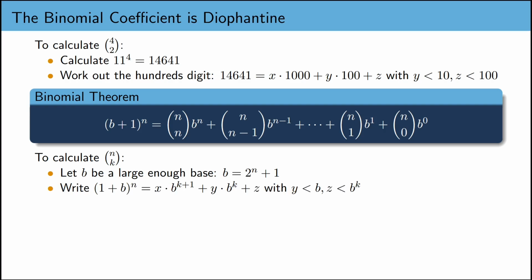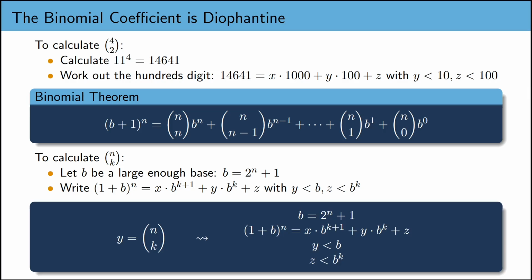And then we write 1 plus b to the n as some stuff before the b to the kth digit, plus the b to the kth digit, plus the stuff after the b to the kth digit, with again y being some actual digit in base b, and z being strictly less than b to the k. And so if we have an equation in our system of equations like y equals n choose k, we can rewrite it as the following system, which we can eventually translate using our translation procedures down to a system of polynomial equations and a single polynomial equation.